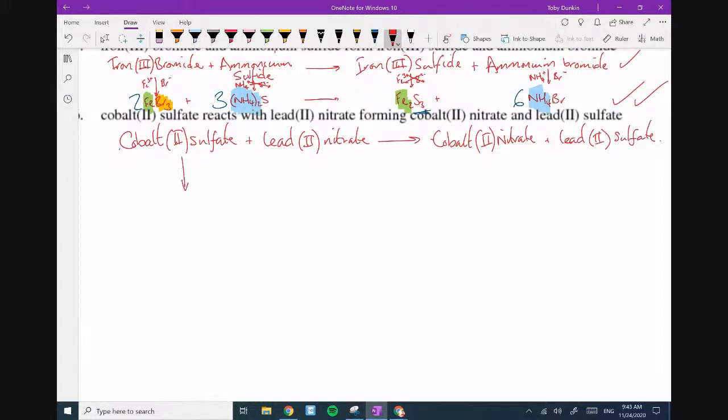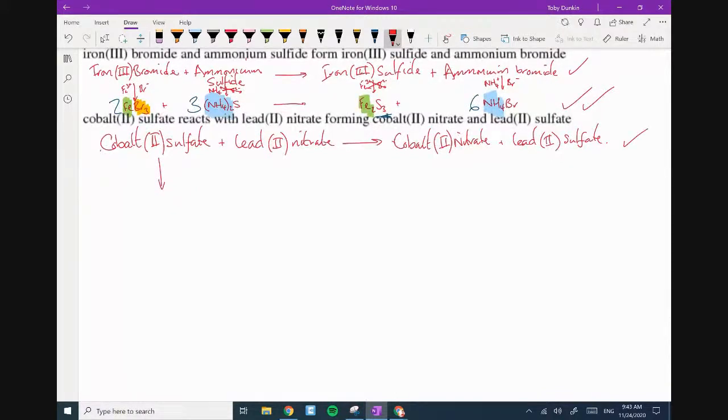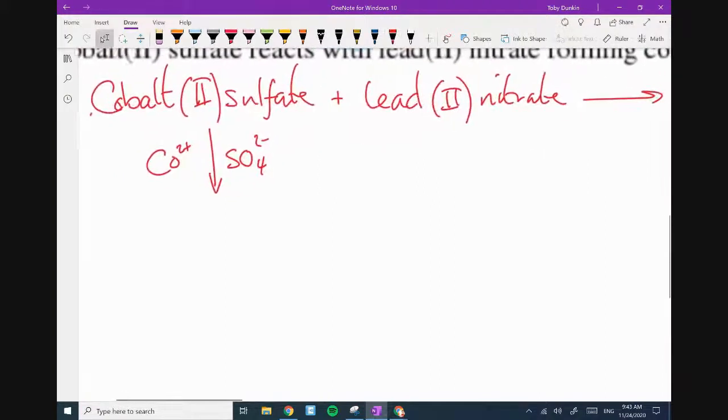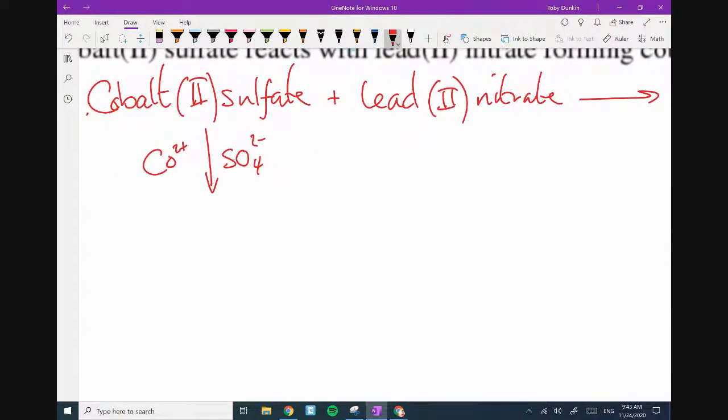Okay, convert to symbol. 1 mark for that, guys. So cobalt 2, it's telling us the charge. Sulfate, SO4 2 minus. Just got to learn your complex ions, guys. The charges cancel out. CoSO4.